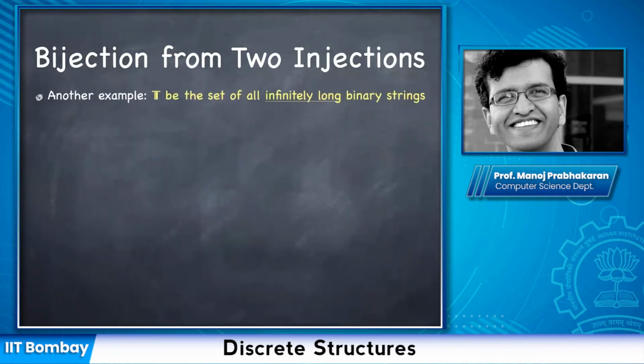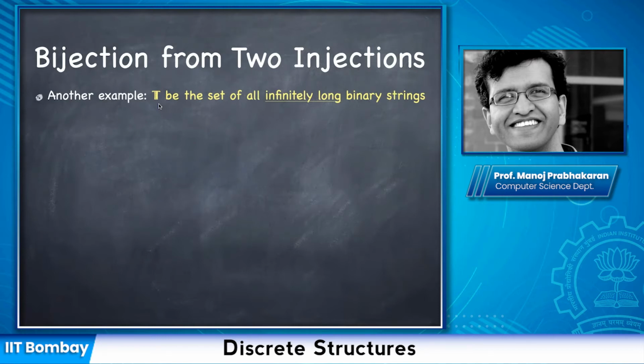Here's one more example. I'm going to define the set T to be the set of all infinitely long binary strings. So what's an infinitely long binary string? For each position in that string, the bit is specified. So you could think of it as a function from the set of positions, namely the set of natural numbers, to bits. Okay, so that's an infinite binary string. Each such string is an infinite object, and now I'm going to consider the set of all such infinite strings.